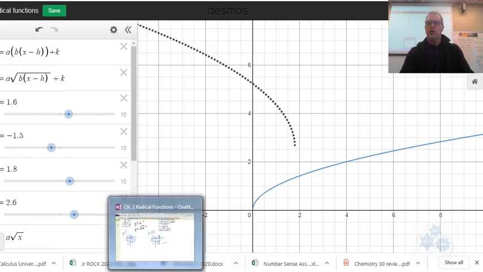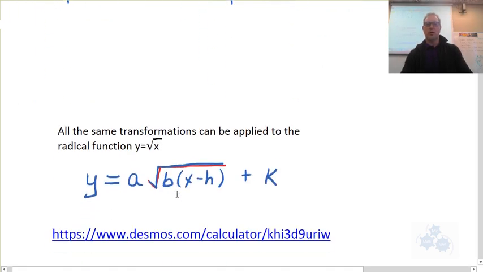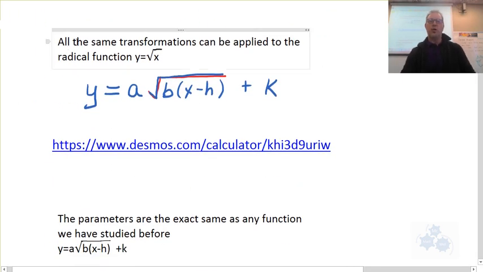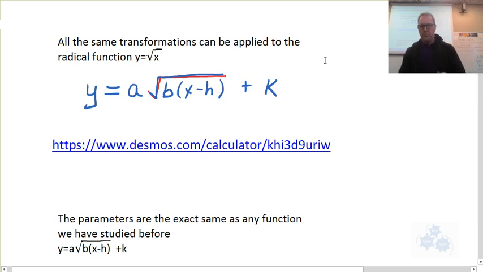So now that we've explored those parameters, the same as what we've learned before, you can jot this down if you want here. All the same transformations can be applied to the radical function, y equals square root of x, if that's a base function, according to the same parameters in the same way. So y equals a, do you want to jot this down? Square root of b, make sure you include your brackets in there, x minus h, plus k.